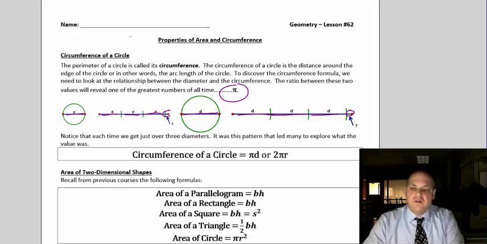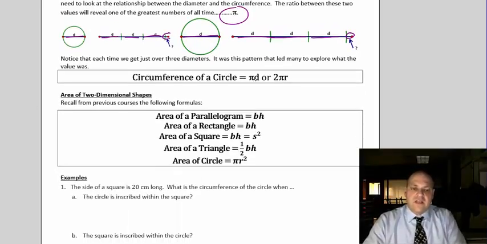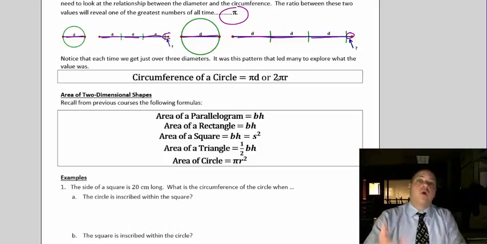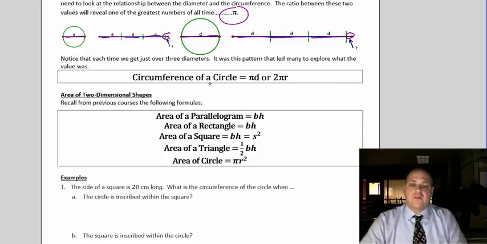That little bit left over is that 0.14, and that's how we get that number pi. So that leads us to the circumference formula, C equals pi d or 2 pi r. So circumference is pi d or 2 pi r. That's given to you on the reference sheet, so we don't even have to memorize that.